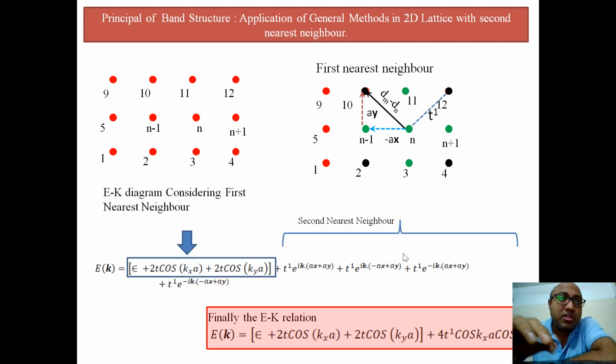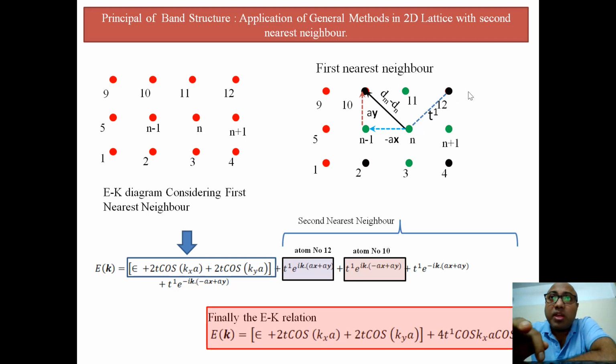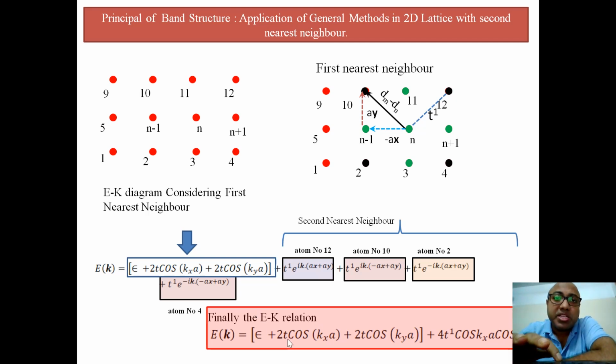So this is actually, as I wrote, the EK diagram consisting of the first nearest neighbor. What about the second nearest neighbor? You look at atom number 10, so this contribution will come. If you consider atom number 12, this contribution comes. If you consider atom number 2, because these black atoms are nothing but second nearest neighbors, this will come, and finally this one. Once you have all these components, you do some algebraic manipulation, and finally you get the EK diagram.